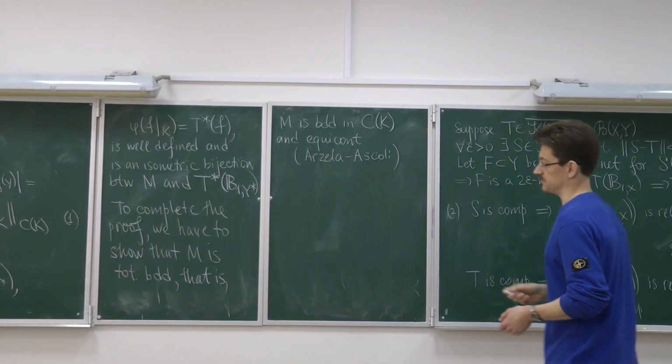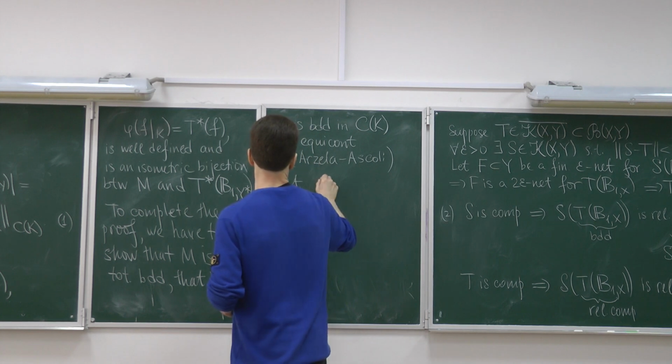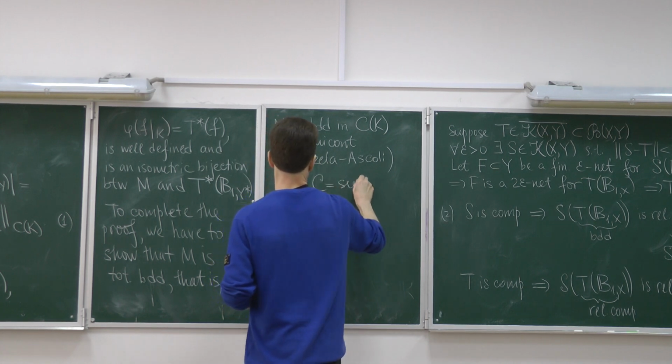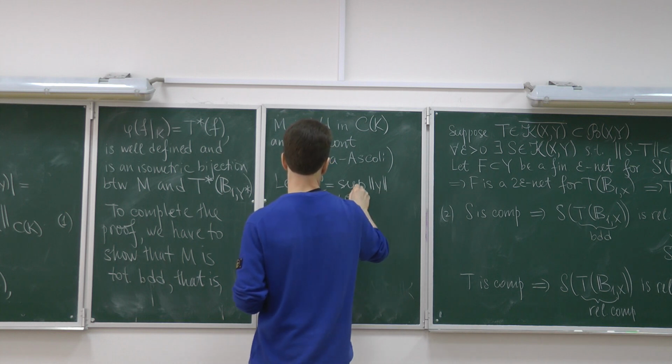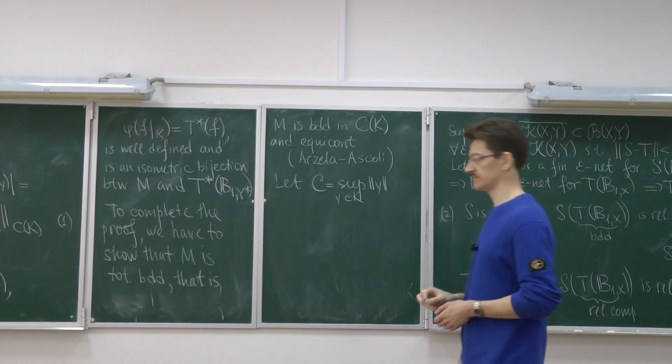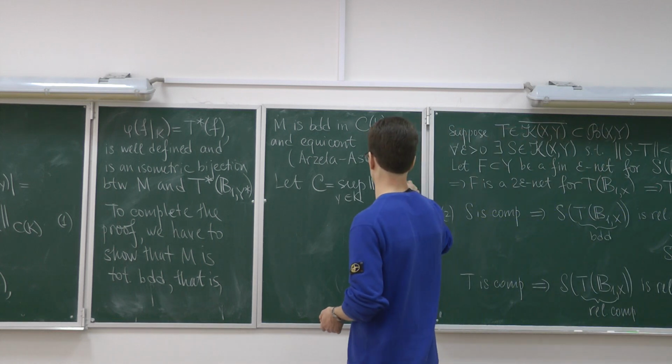And this is very easy. Well, indeed. Let's denote the following constant: the supremum of norms of all elements in K. Since K is compact, this constant is of course finite.